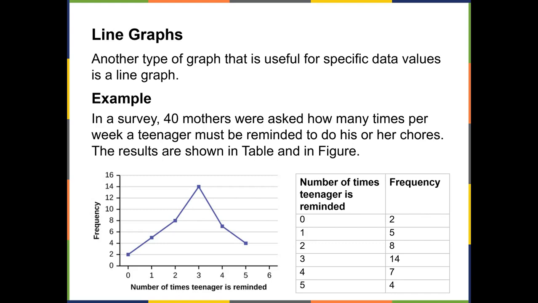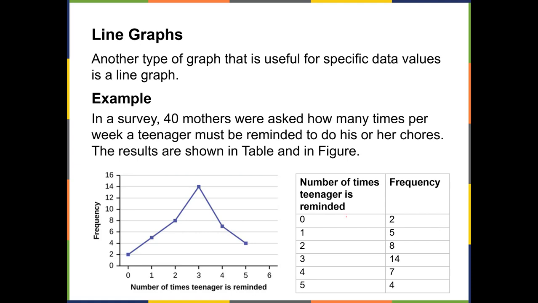All right, the last type of graph we're going to talk about today is a line graph. And this is just another type of graph that is used for specific data values in a line. So here's an example. In a survey, 40 mothers were asked how many times per week a teenager must be reminded to do his or her chores. The results are shown in this table.